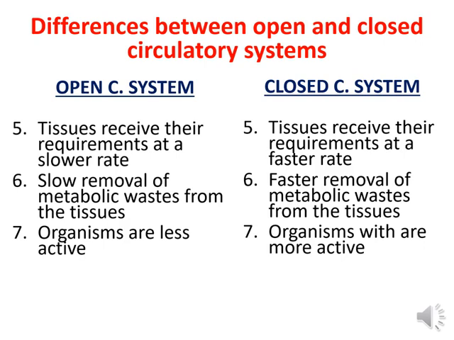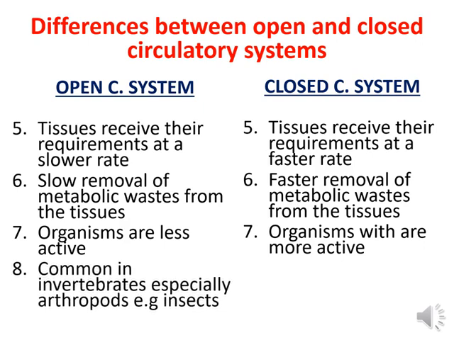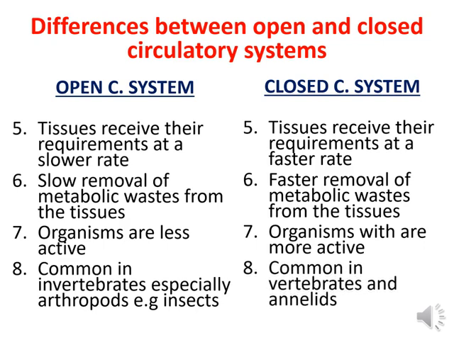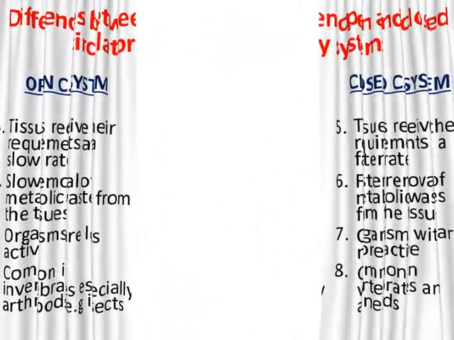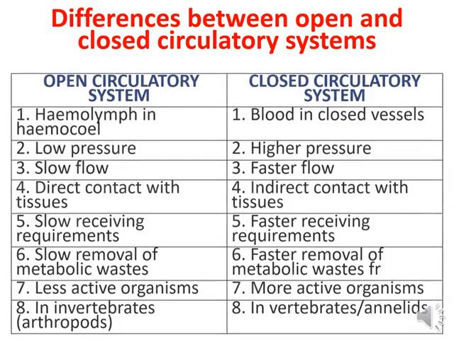And the last point, number 8, open circulatory system is common in invertebrates, especially arthropods, for example, insects, while closed circulatory system is common in vertebrates and annelids. Now, a quick recap on the differences between open and closed circulatory system.